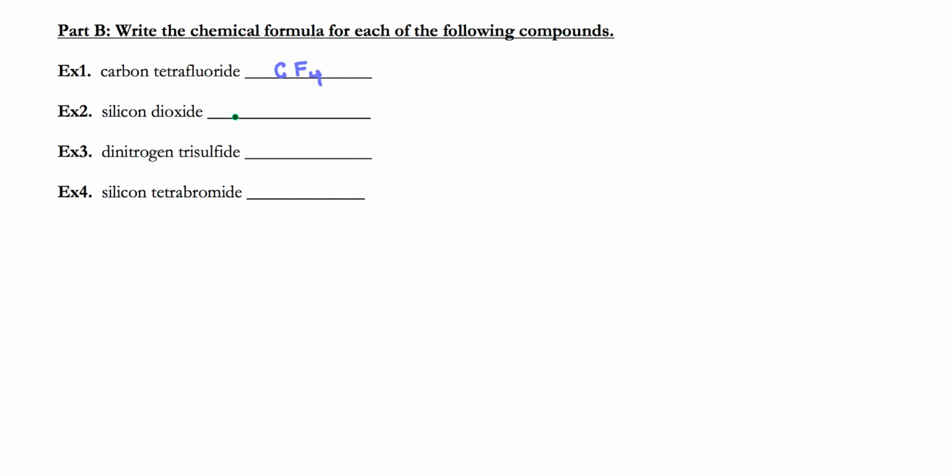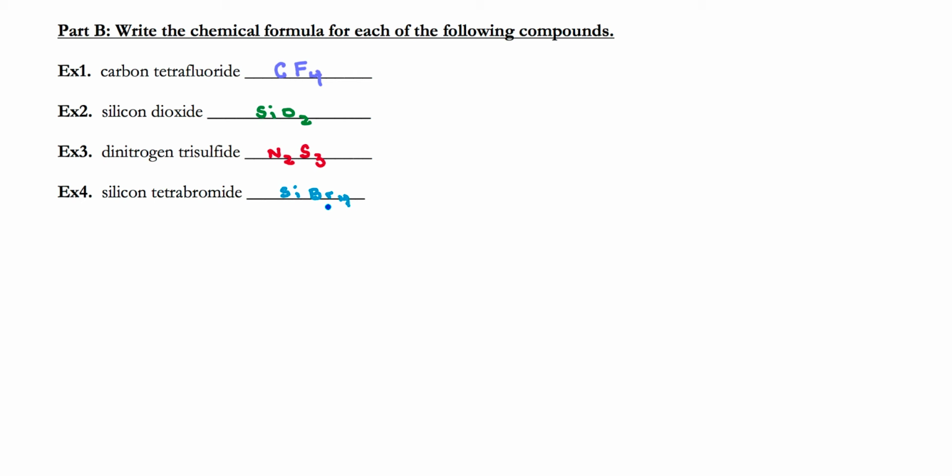For the next one, silicon dioxide. I have 1 silicon, Si, and I have 2 oxygens, O2. Okay. For the next one, dinitrogen trisulfide. I have 2 nitrogens, so N2. Trisulfide tells me I have 3 sulfurs, and that's my formula. And for the last one, silicon tetrabromide. So I have 1 silicon, and I have 4 bromines. Tetra is 4, and that's all there is to it.